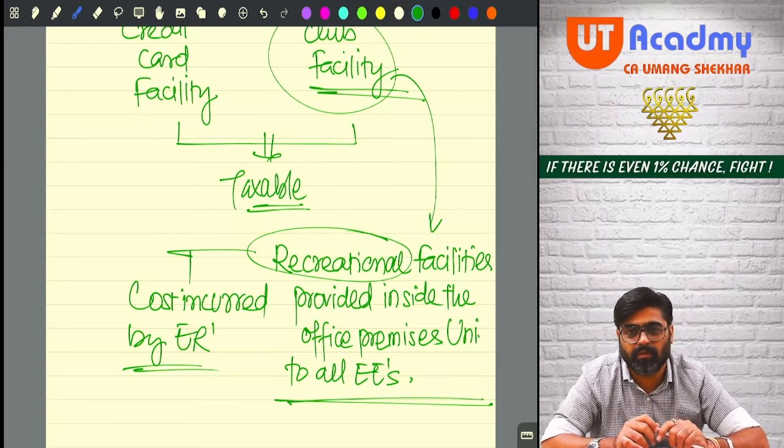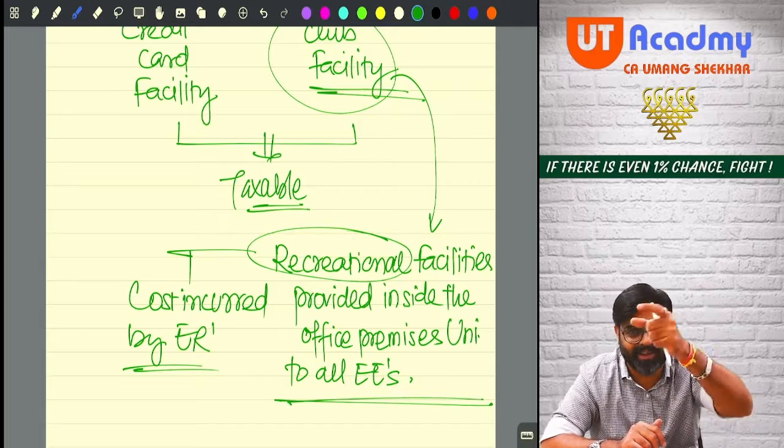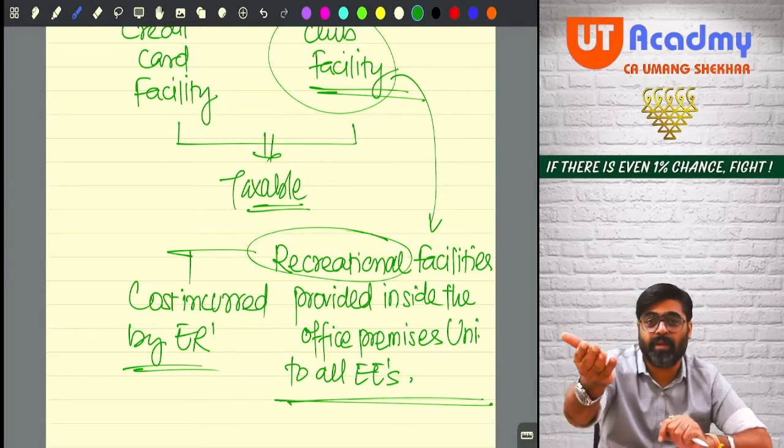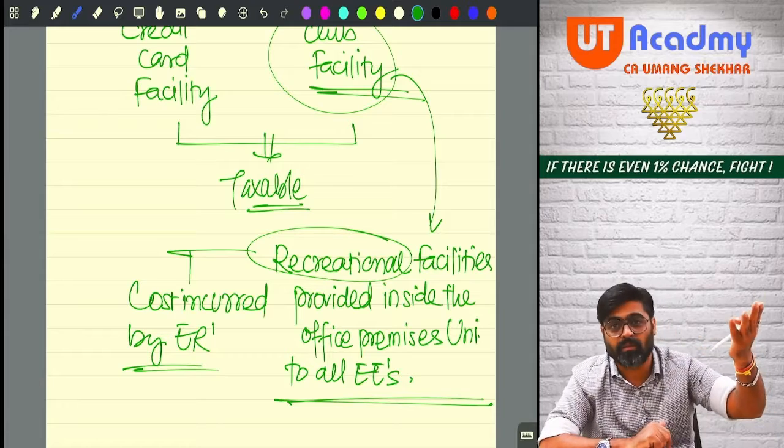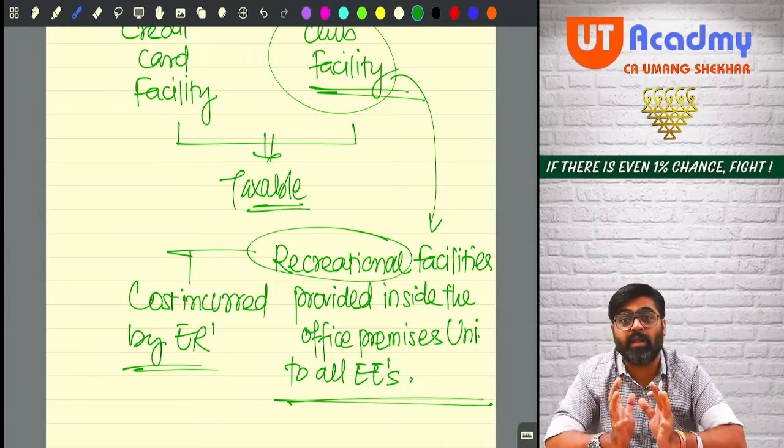Just imagine how much benefit is happening to each employee. It is next to impossible to find out. Why? It cannot be 1 crore divided by the number of employees proportionately, because some employees might be taking more benefit, some might not be taking at all, or some might be taking very little benefit as compared to the value which is getting taxed.